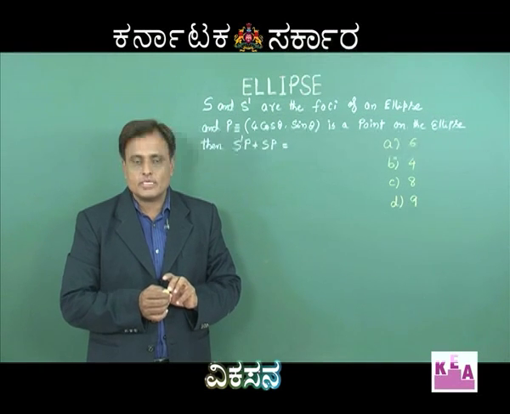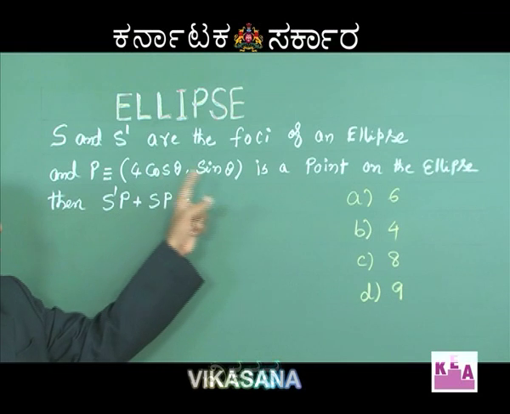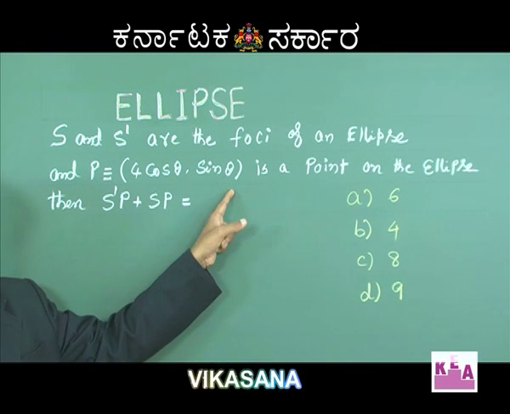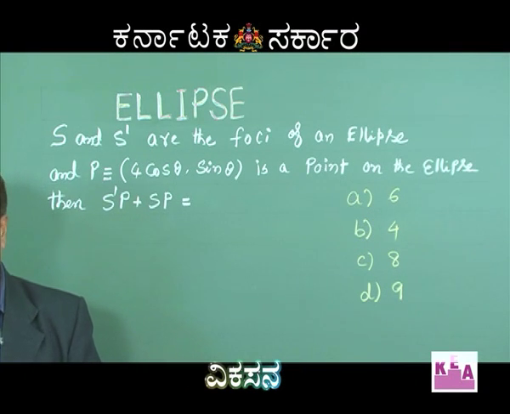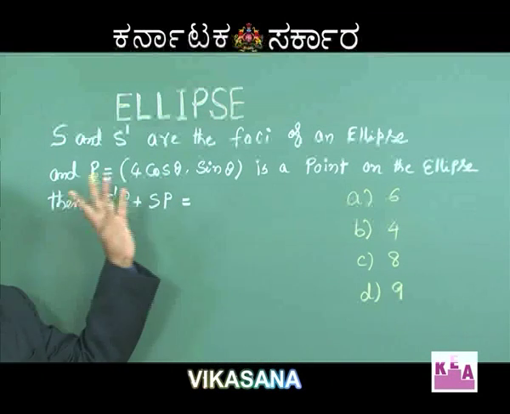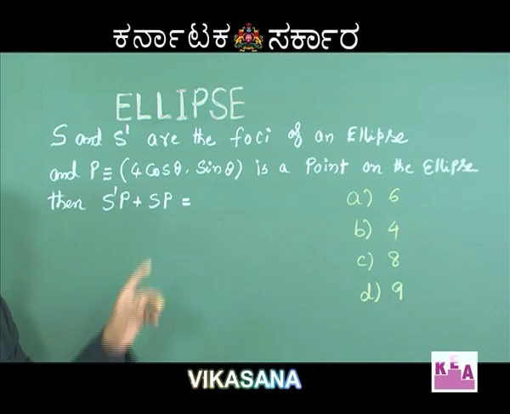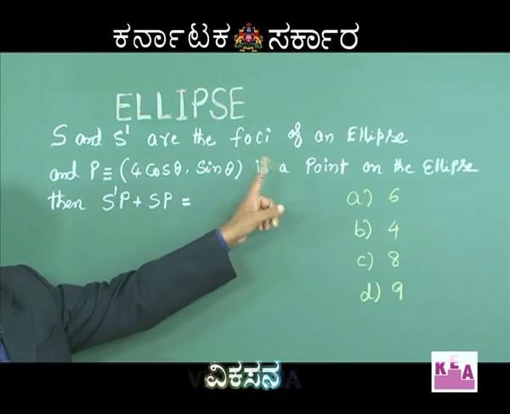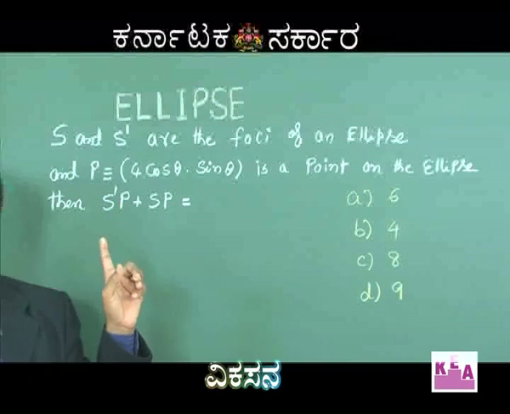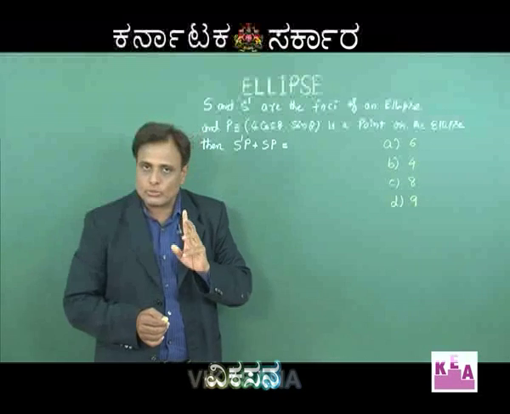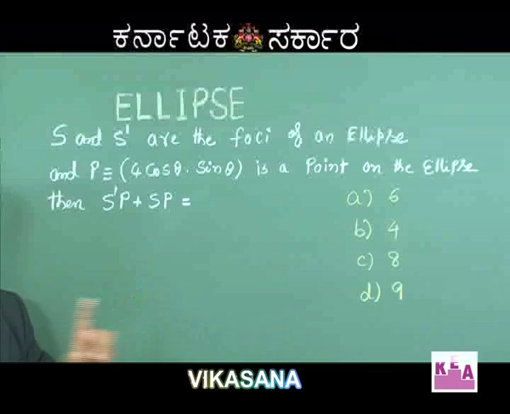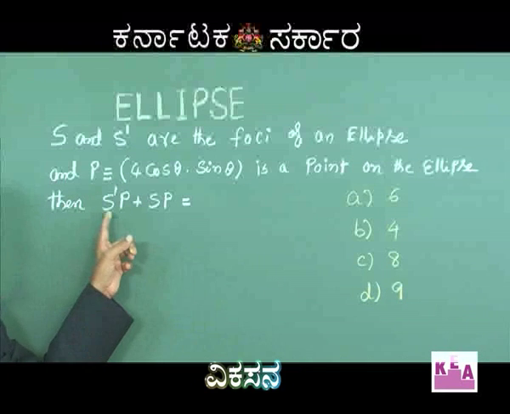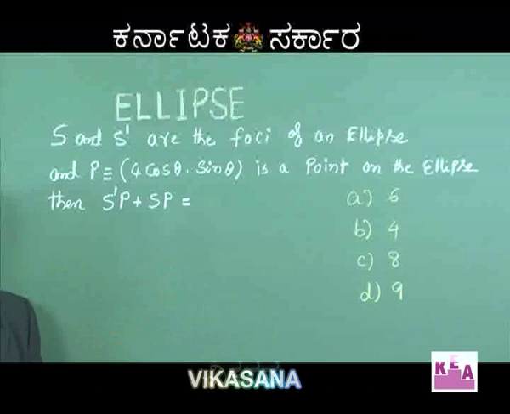Briefly, these parametric equations represent a point, and here theta is the parameter. In short form, it can also be represented simply as the point theta. That is the one point you need to understand. And the second important technique here: P is the point on the ellipse as given in the question. Then the distance of the point P from the focus is called focal distance. That means he is asking for the sum of the focal distances.